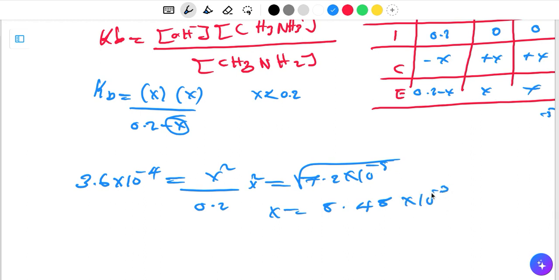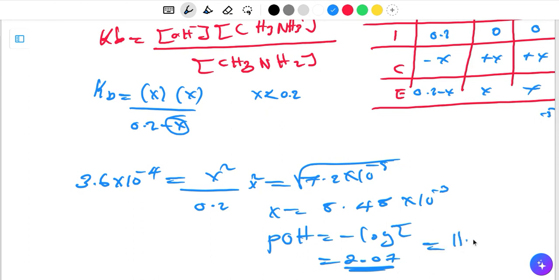Meaning to say that it is also equal to the concentration of hydroxide ions. So I can find the pOH, which is negative log of the same value that we have. I'm getting 2.07 as my answer for pOH. What about pH? So 14 minus the answer. Okay, still I'm getting 11.9, close.